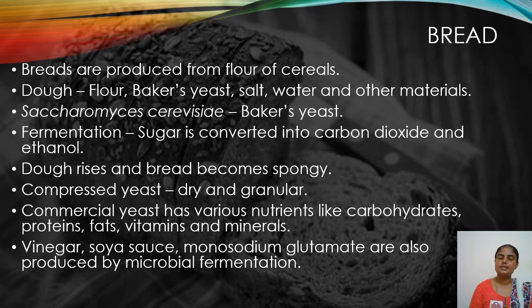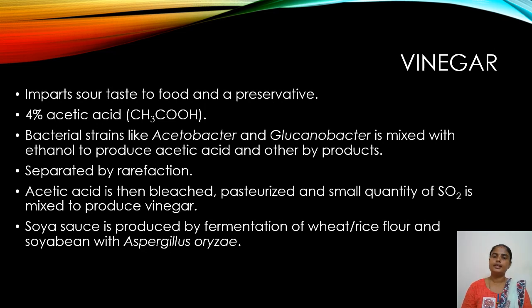The sponginess we see in bread is due to the trapping of carbon dioxide in between the dough. The next product we are going to see is vinegar. Vinegar is used worldwide to impart sour taste to food and also for preservation of food items like pickle, ketchup, chutney, sauce, etc. Vinegar is nothing but 4% acetic acid.